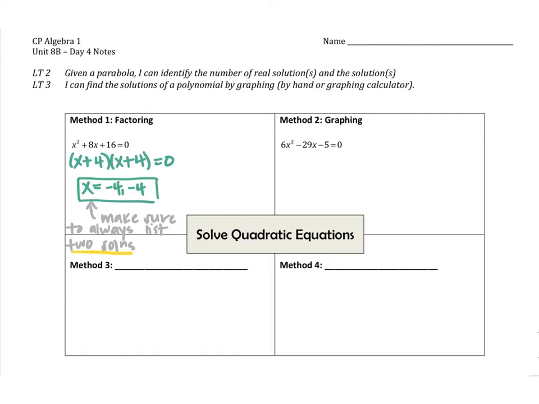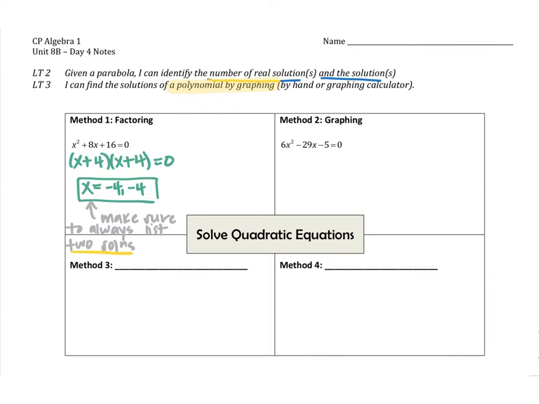So our learning target says: given a parabola, I can identify the number of real solutions and the solutions, and I can find the solutions of a polynomial by graphing. As you should see, that is new for us today. We have the same graphic organizer at the front. Method 1 is factoring. I just did an example, and hopefully you should feel confident solving it as well.